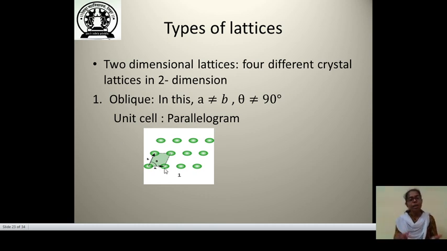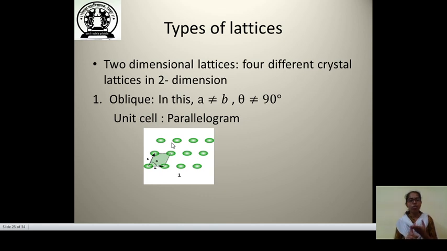If you want to construct the oblique, you have to consider one unit cell. The unit cell is the basic building block by which repetition in all directions gives the total crystal structure. To get the oblique crystal structure, we want the unit cell as a parallelogram. This is like a parallelogram, or kite. Kite is our usual word, but parallelogram is the regular word.